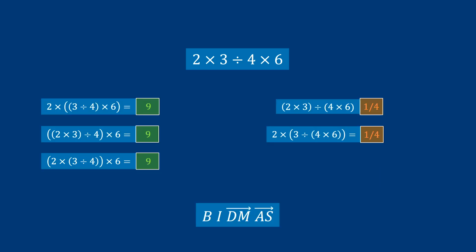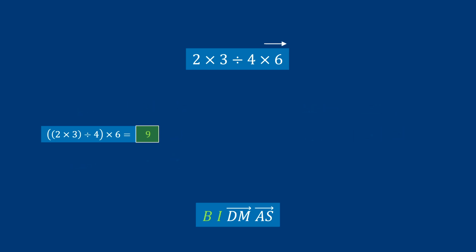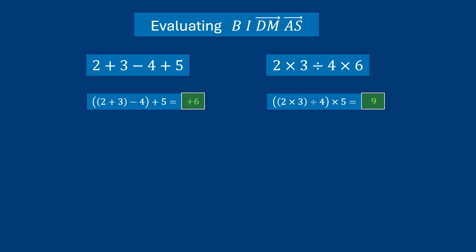Well, what does BIDMAS say about this? BIDMAS says that we work through the brackets, there are none, there are no indices, divisions and multiplications, we need to work left to right. So 2 times 3 comes first, then divide by 4, and again we find that there's one option that we're supposed to use, which is this one here. Okay, so let's evaluate BIDMAS.